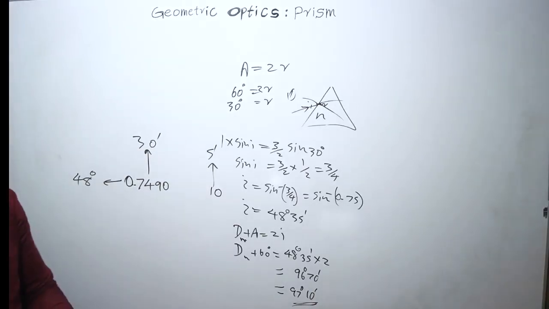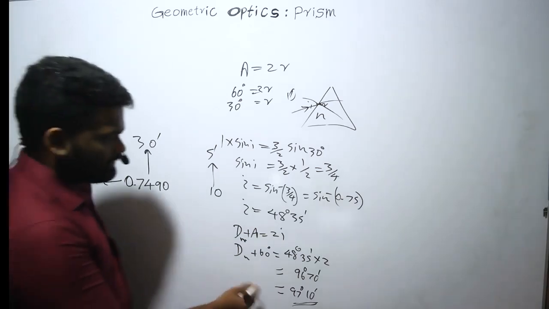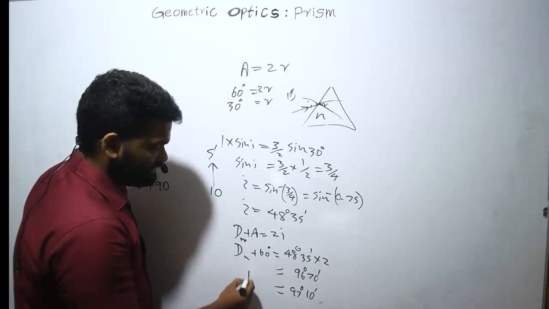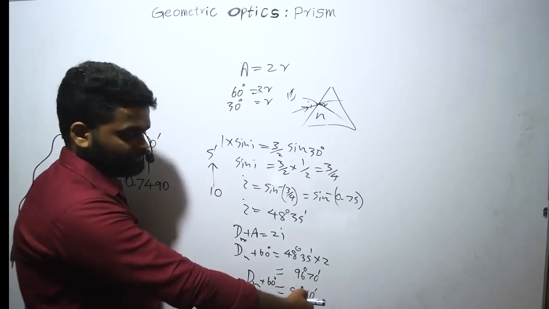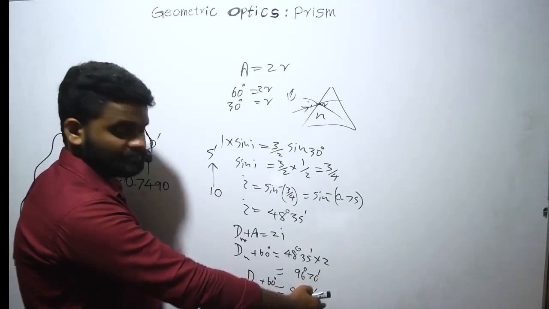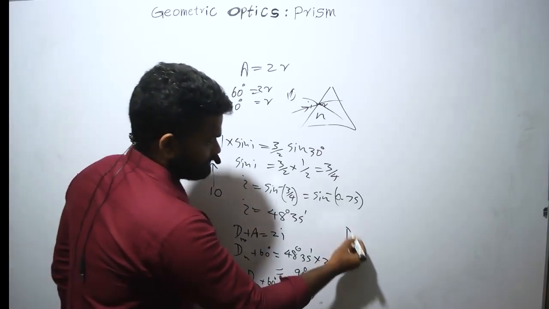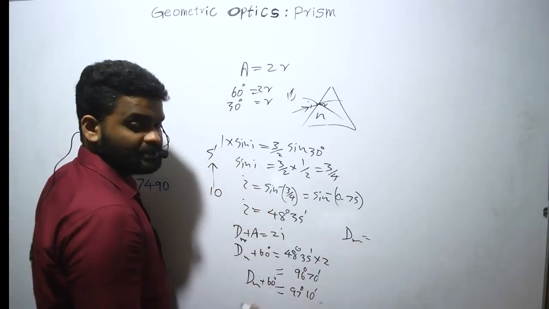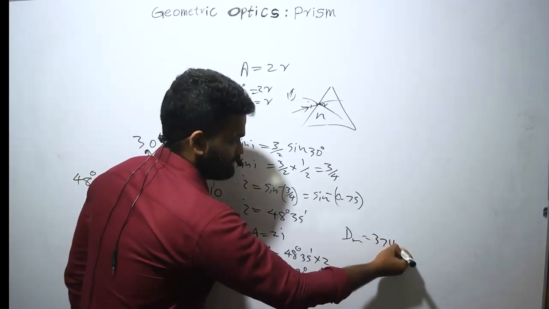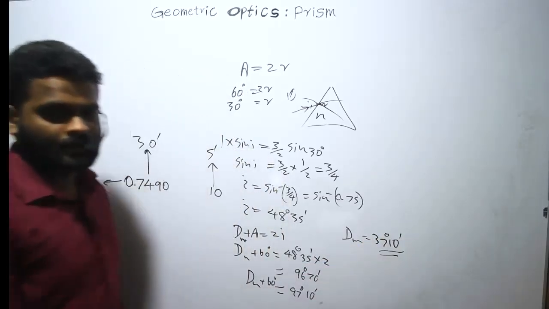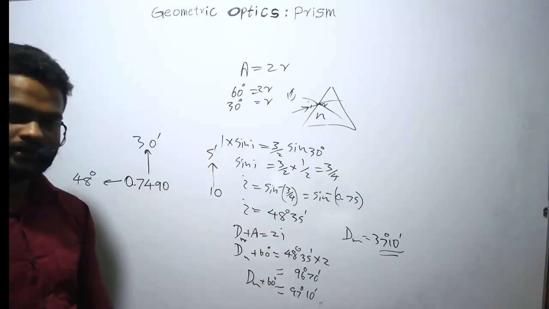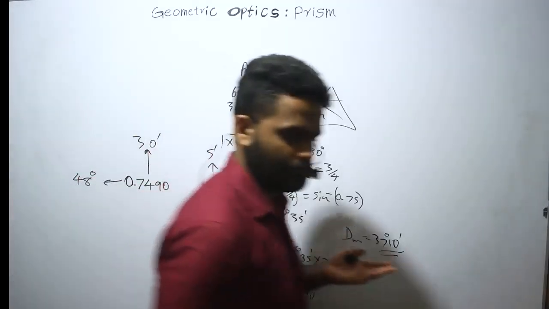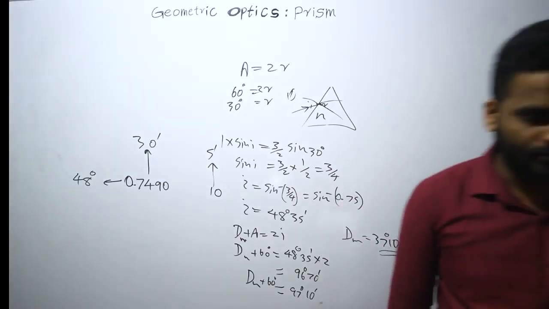Okay. That is not the answer. This is D mean plus 60. To get the D mean, you need to subtract 60 from this one. So when you subtract that, 97 minus 60 means 37 degrees, 10 minutes. You need to do this accurately. For that, you need to practice. There's no other way.